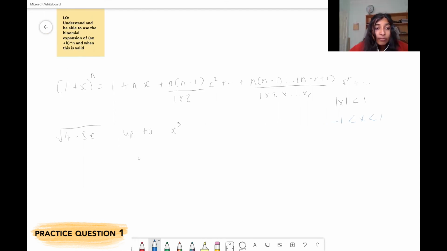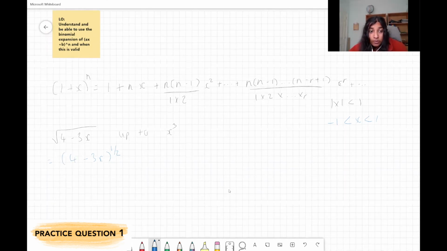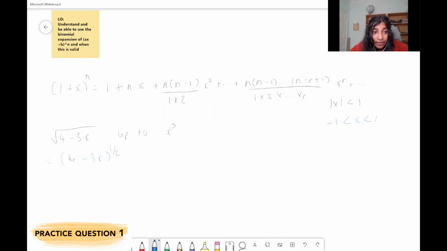So if you remember, anything square root is just the same as that to the power of half. So this is the same as 4 minus 3x to the power of a half. And now the next thing we need to do is try and make this 1, we want to make this just a value between -1 and 1. So we can just take out 4 from the brackets, and then we'd have 1 minus 3 over 4x, and that is all to the power of a half.